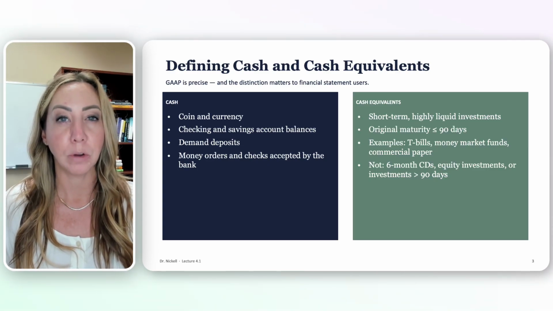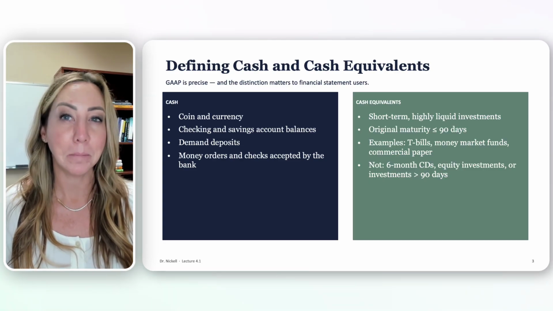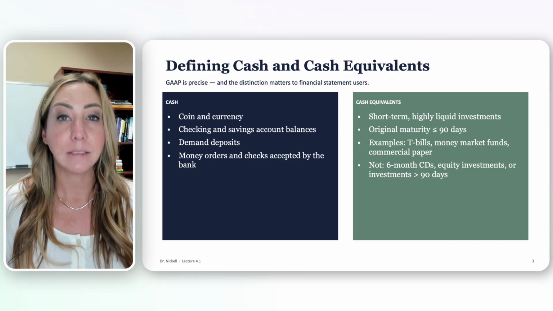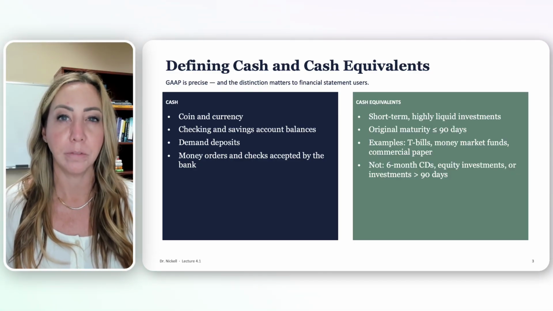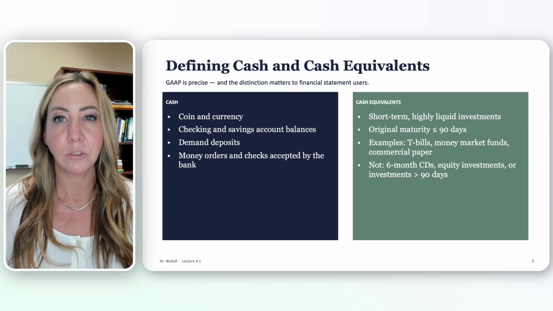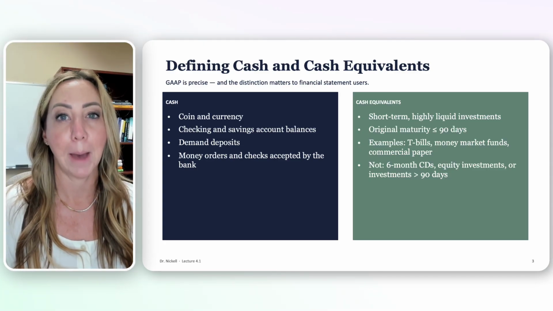So a 60-day treasury bill, cash equivalent. A money market fund, cash equivalent. A 6-month certificate of deposit, not a cash equivalent. It's a short-term investment and can be converted to cash and withdrawn from the bank pretty easily, but not soon enough to be considered a cash equivalent under GAAP.